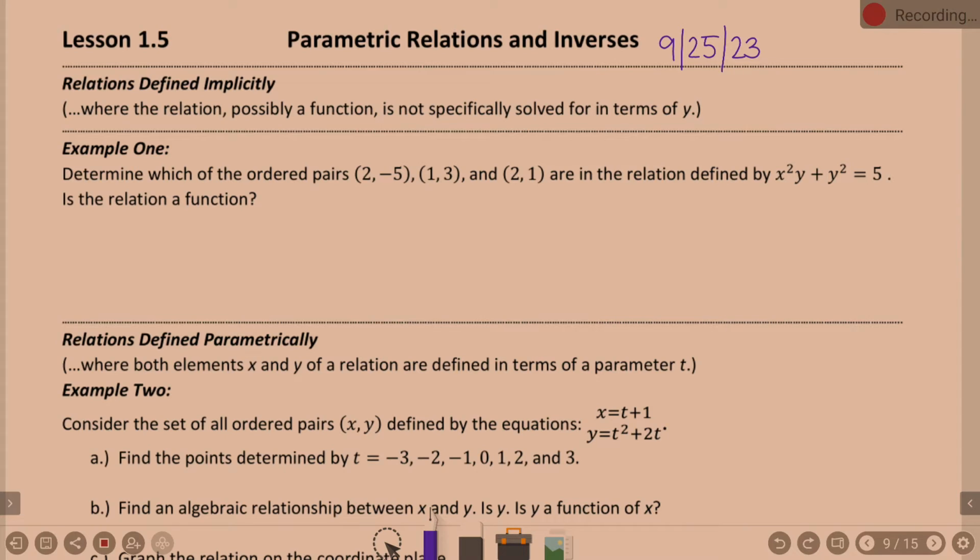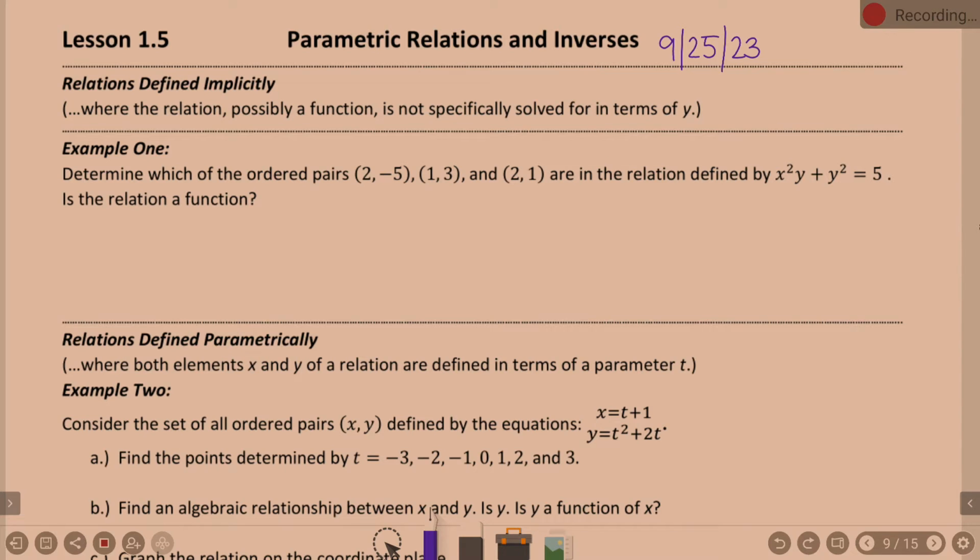To be honest, we prefer relations defined explicitly. An implicit relation is where the relation, possibly a function, is not specifically solved for in terms of y. In other words, something like the equation here in example 1. That is an implicit equation because, is it y equals? No, so it's implicit. We prefer explicit though because it's so much easier to work with when it's y equals, isn't it? I can plug numbers in pretty easily. I can plug it into the calculator to graph it pretty easily.